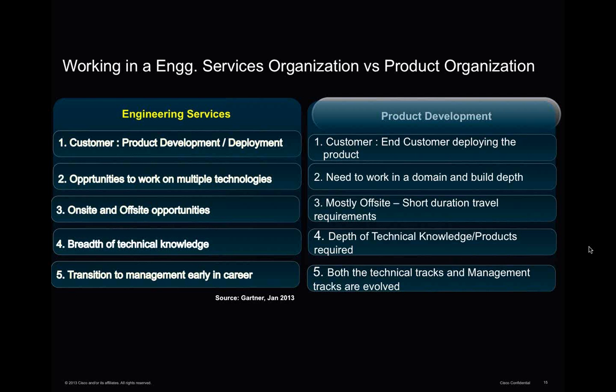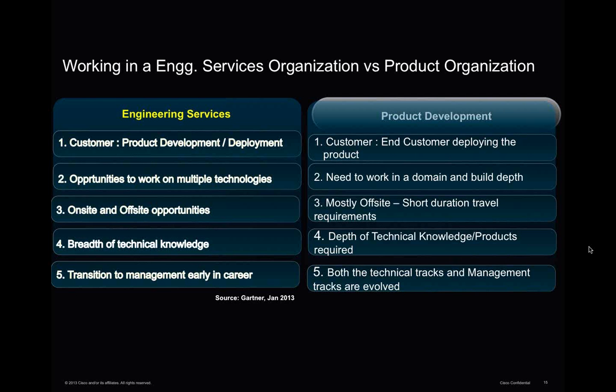Now compare that with a product development setup typically, and you will see that obviously, in a product organization, your customer is somebody who is going to buy your product, right, and deploy your product. There is obviously a fine difference between who is buying and who is using the product, as Pinkesh alluded to earlier, but predominantly you're working for an organization which is building products or solutions that your customers are going to deploy.